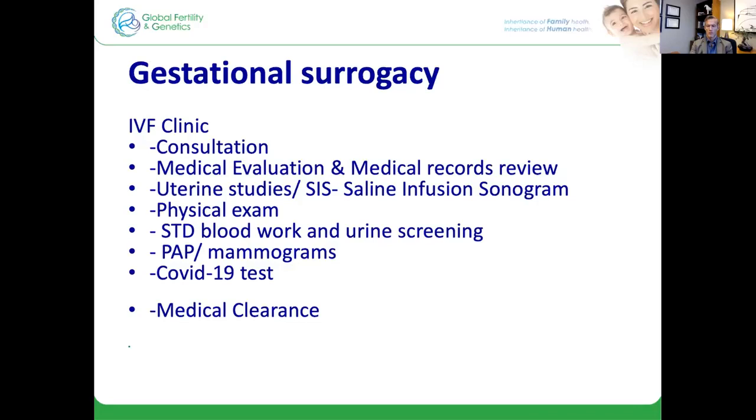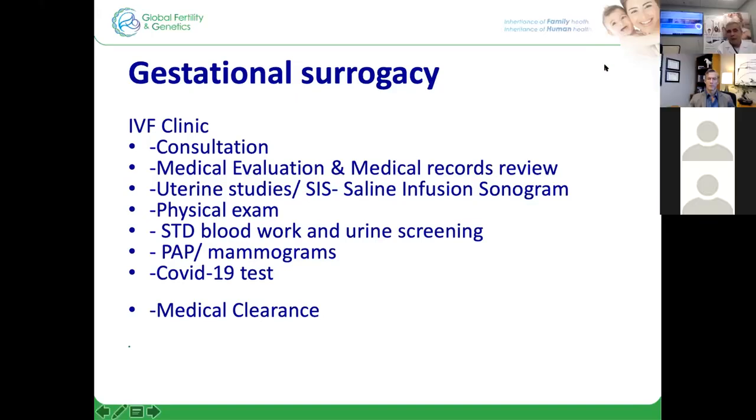Urine will be usually screened for drugs. We have to make sure the surrogate is healthy. Apart from that, we have to do pap smears. And if she's older than 40 or needs a mammogram, she has to have a mammogram. Nowadays, before the transfer, in the transfer cycle, we do a COVID test to make sure that the surrogate doesn't have any infection before the transfer. And this is incorporated in our protocols now, and it is recommended by the Department of Health. If everything is good, then the surrogate will get medical clearance to start the cycle.